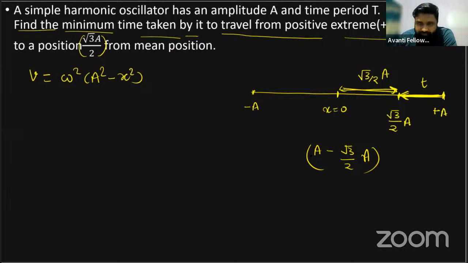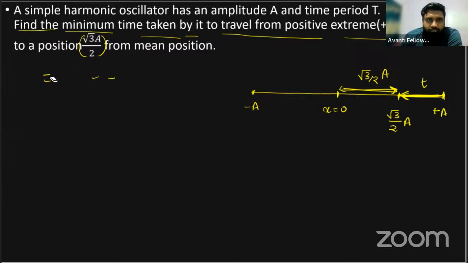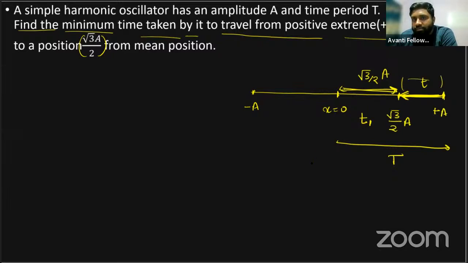If you calculate the time from mean position to reaching this position, let's say that time is t1. And the total time from 0 to capital A is capital T, the time period. If you subtract this time, the time that you will get is this. That much is the time it will take reaching from root 3A by 2 to A, or A to root 3 by 2 A.